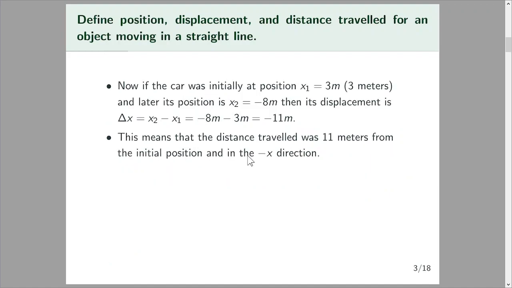And so now, let's erase this for a second and redraw it slightly differently. This time we're going to say it went backwards. It started at position 3 meters, and it ended up at position minus 8 meters. And so I'm going to come back and draw this again.